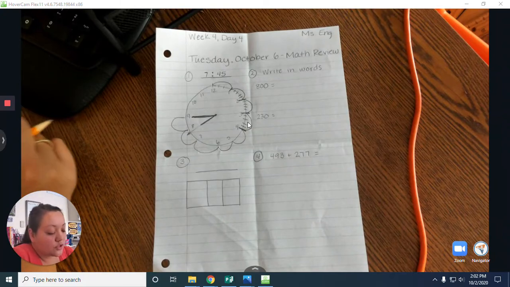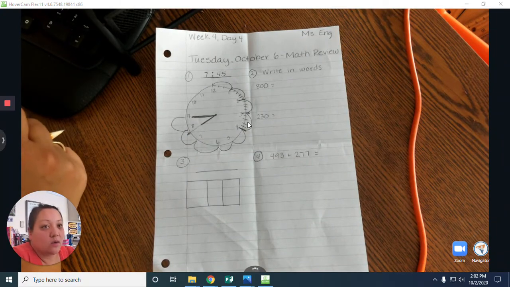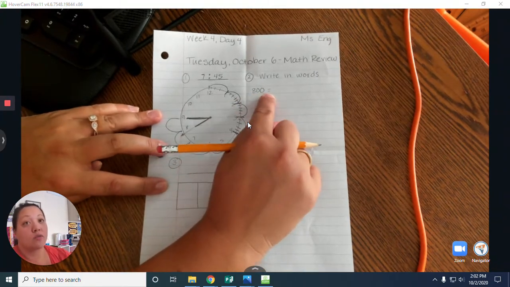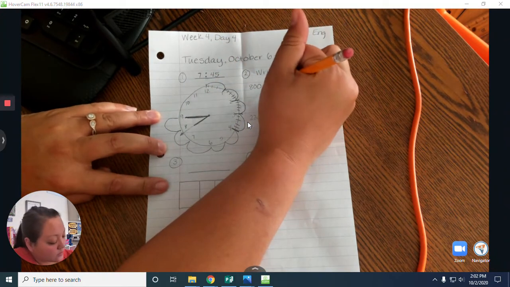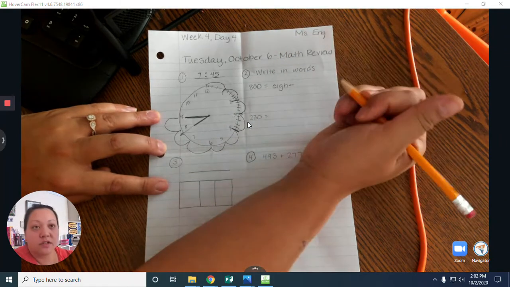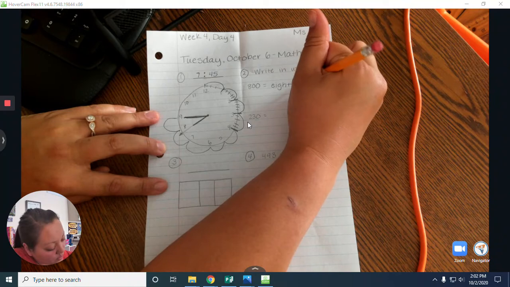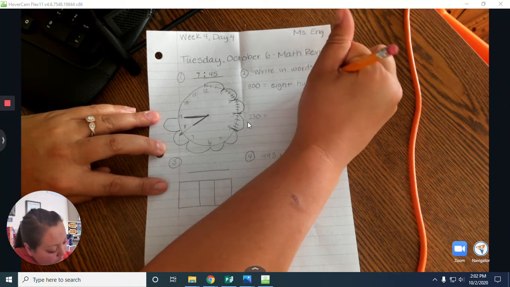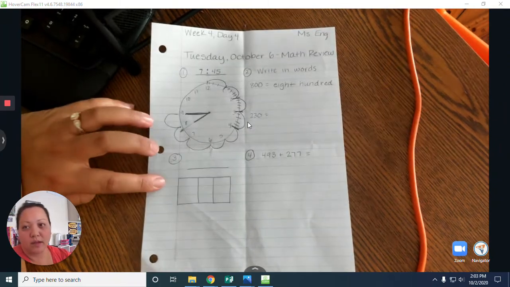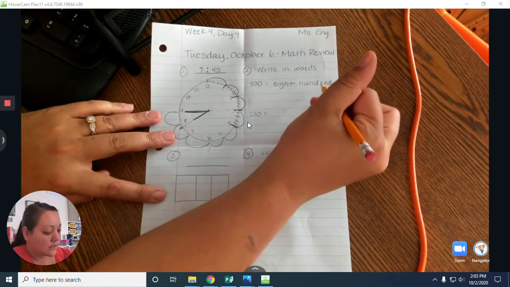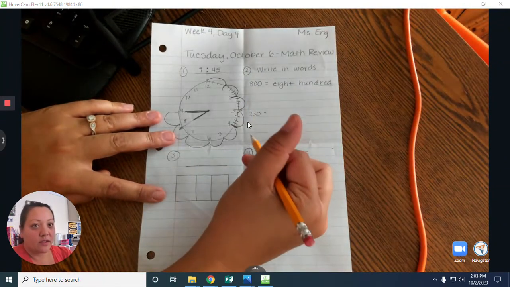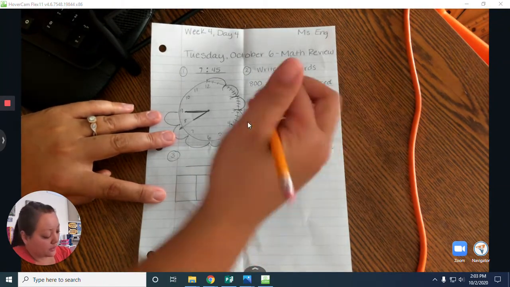So the next question, number 2, says write in words. So I know that this number is 800. I can read that because I know my numbers, but 800 is spelled like this. 8, and then there's a space, 100. And one way I remember 100 is I remember it's red at the end. 100. Okay?